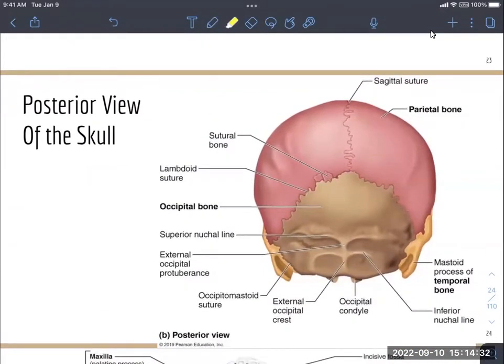So here is our occipital bone. We have our superior nuchal line, our inferior nuchal line, our occipital condyles on the bottom, our external occipital protuberance with our external occipital crest. You can feel most of this if you feel around the back of your skull.